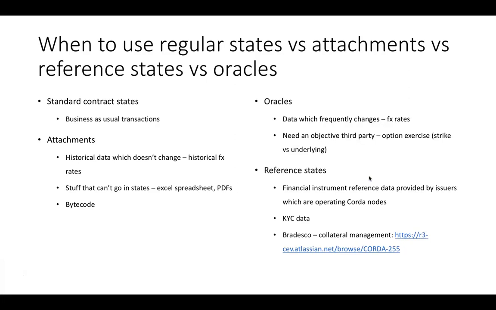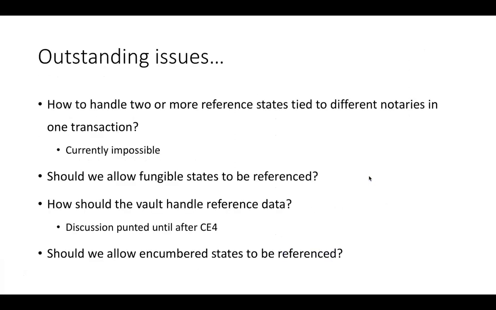Okay, so outstanding issues. There's a bit of a problem with notaries at the moment and reference states, because if you try and use more than one reference state in a transaction and those reference states have got different notaries, then you probably cannot commit that transaction to the ledger, because most likely you don't have the right to change the notary on that state. So you just won't be able to commit it to the ledger, which is a bit of a problem.